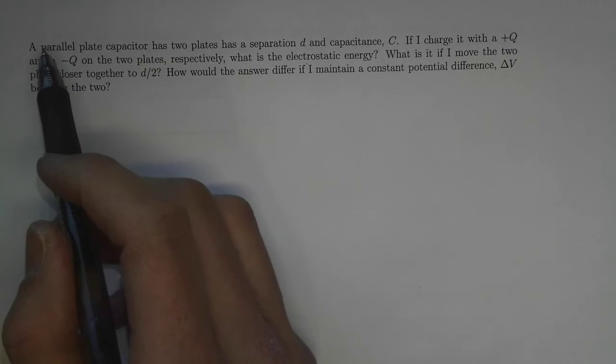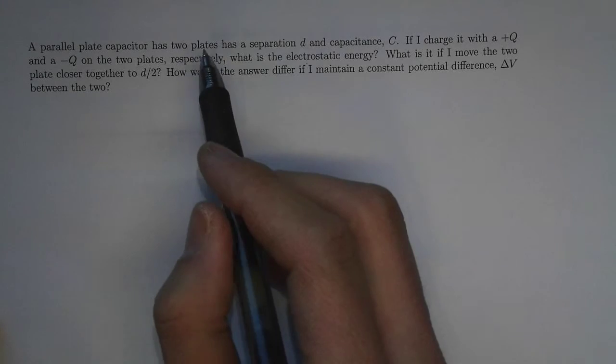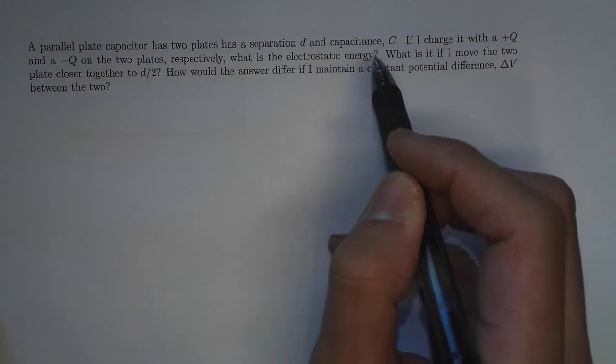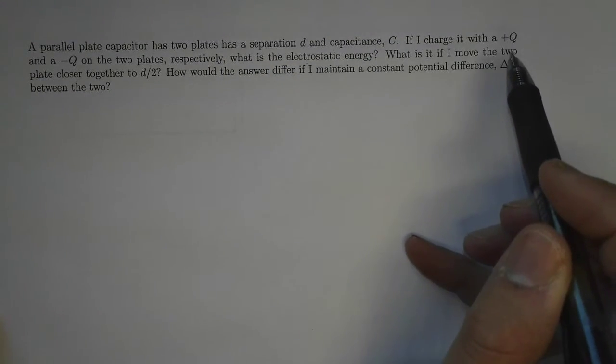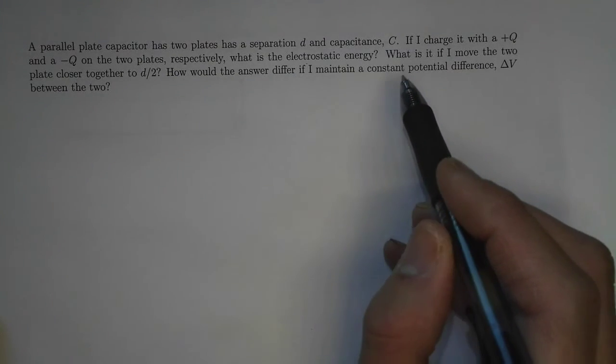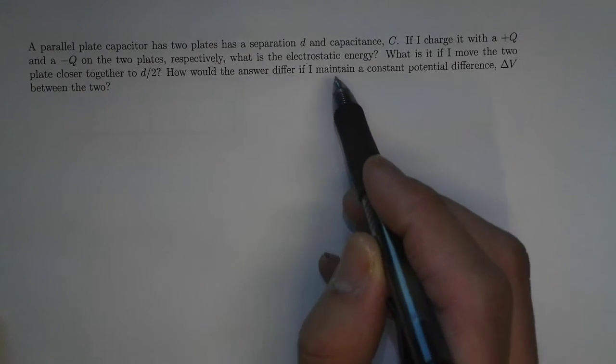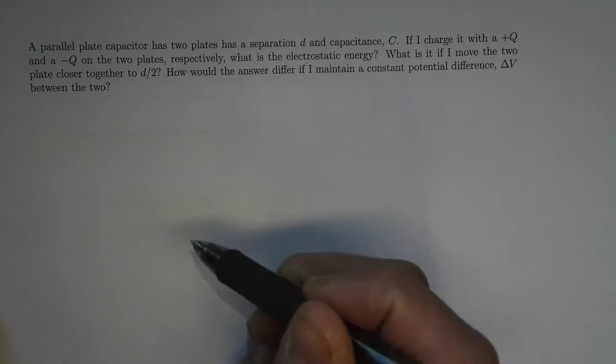Let's consider the following problem. A parallel plate capacitor has two plates with a separation D and a capacitance C. If I charge it with a plus Q and a minus Q on the two plates respectively, what is the electrostatic energy? What is it if I move the two plates closer to D divided by 2? How would the answer differ if I maintain a constant potential difference between the two?